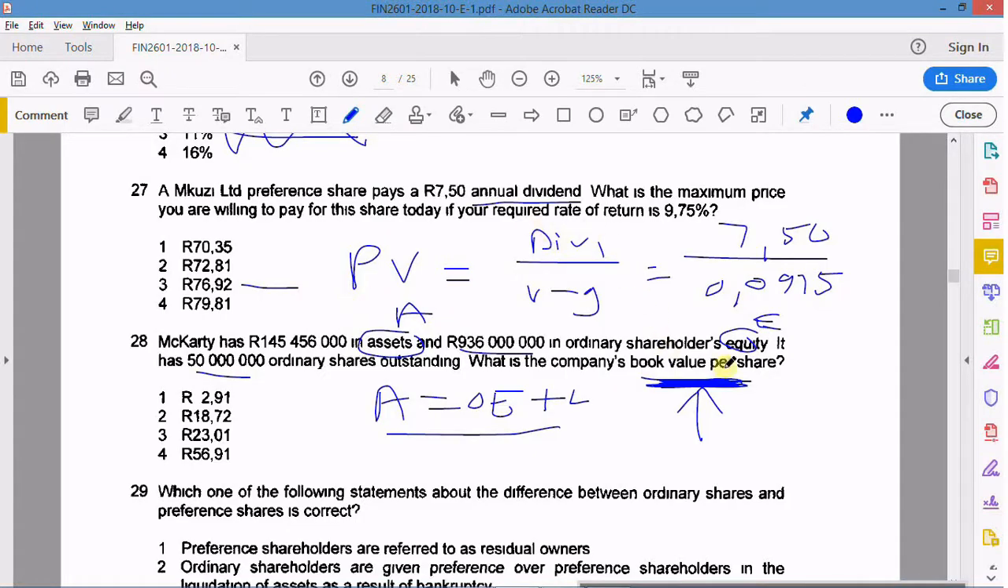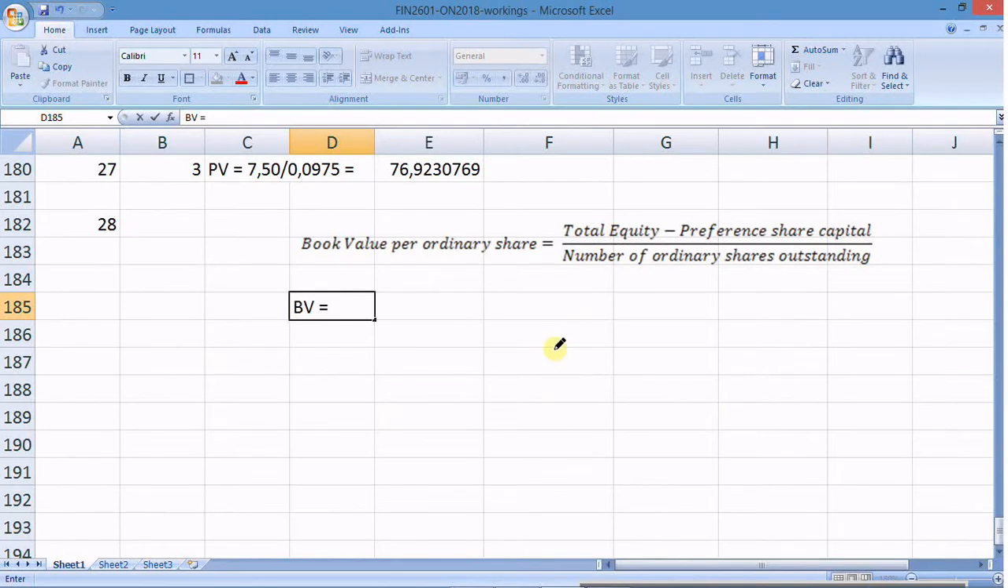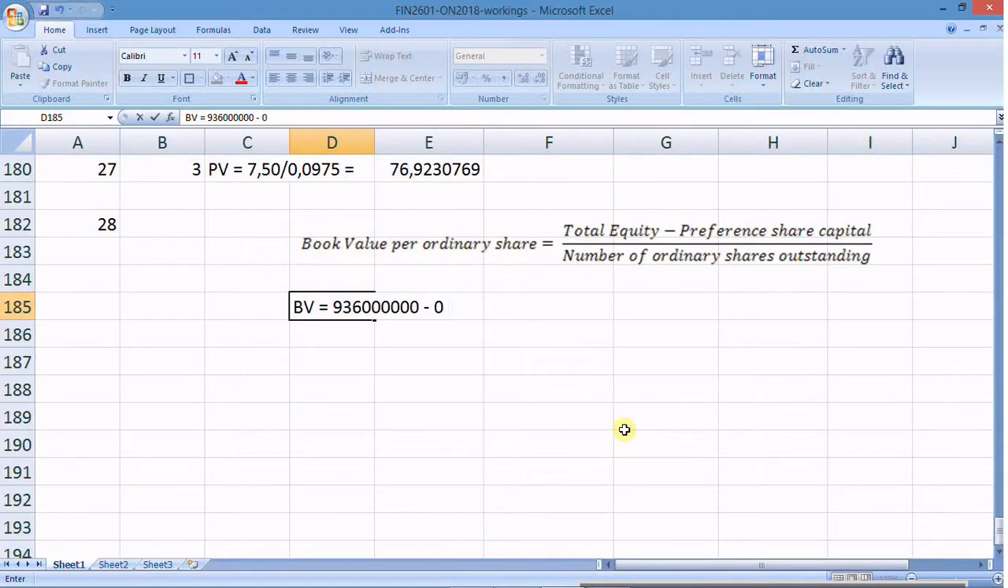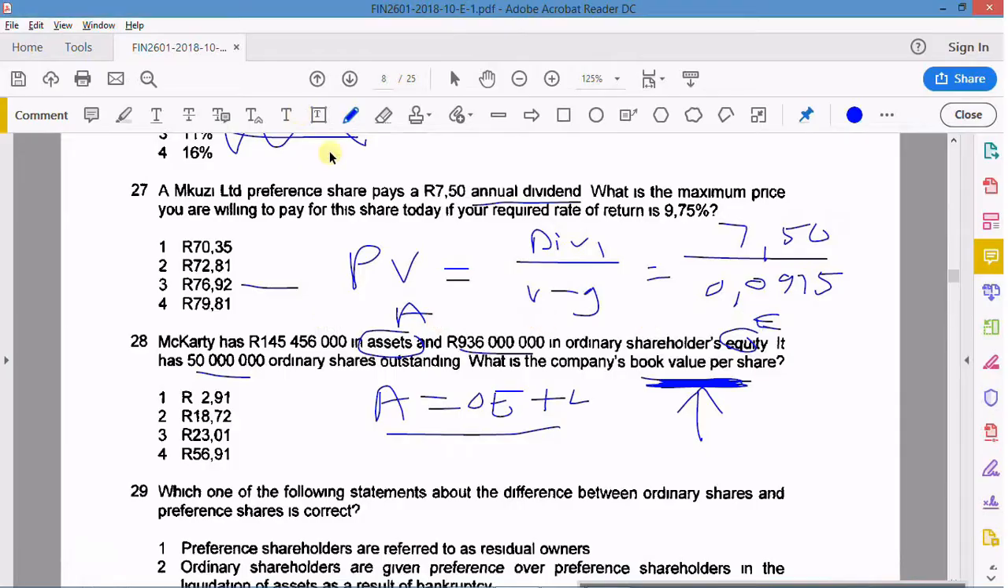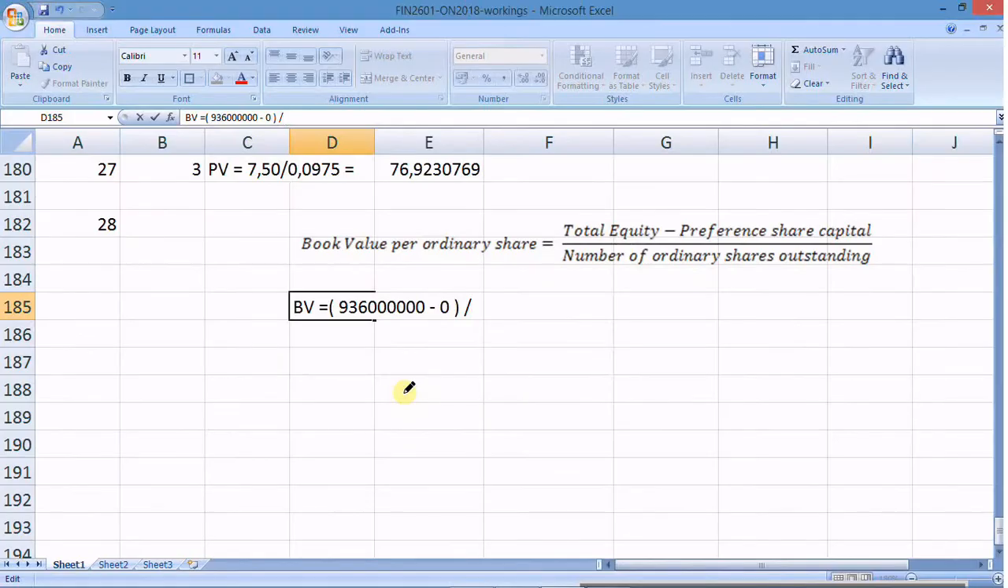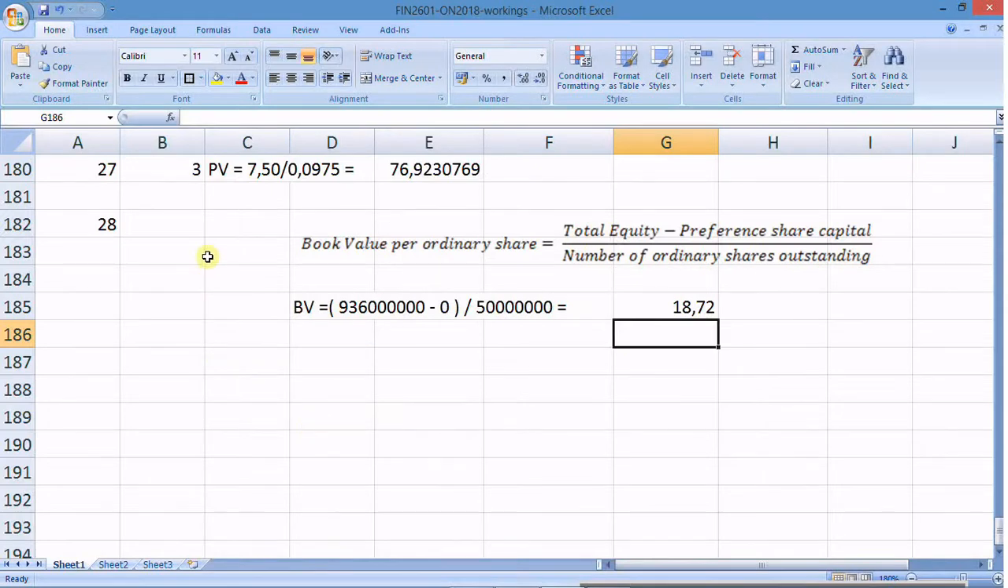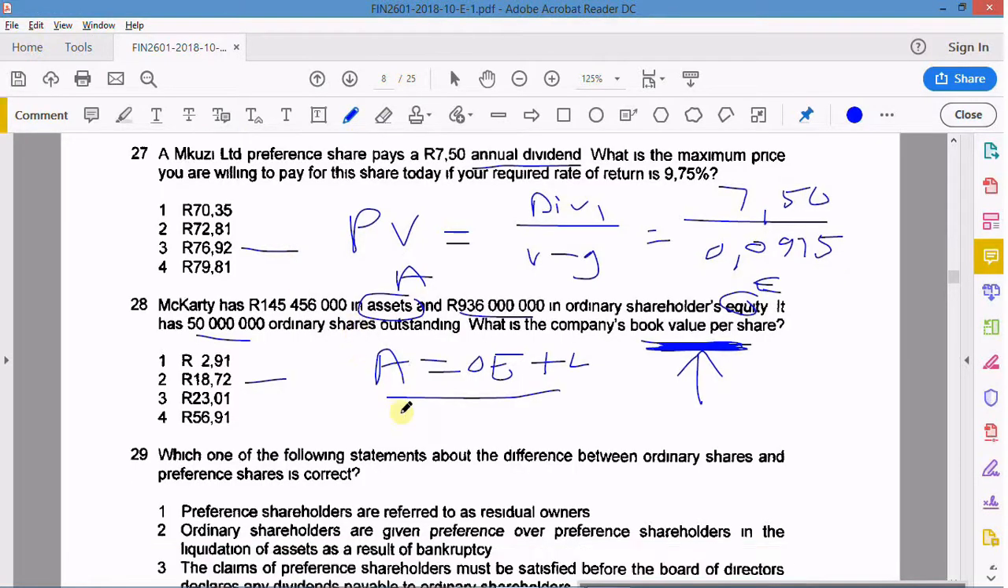Do I have the total equity? Yes, the total equity is 936 million. Minus preference share capital. Did they give you any preference share capital? No. Divided by number of ordinary shares. Did they give you that? Yes, 50 million. So that's all you needed. 18.72. Yes, option 2. These ratios actually aren't too bad. I've seen worse in other past papers. I just need to know them.